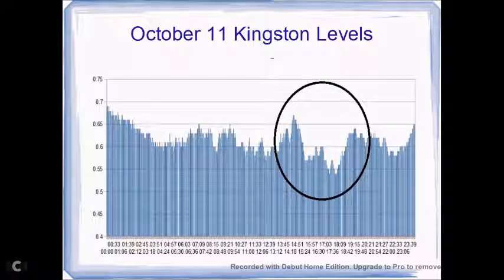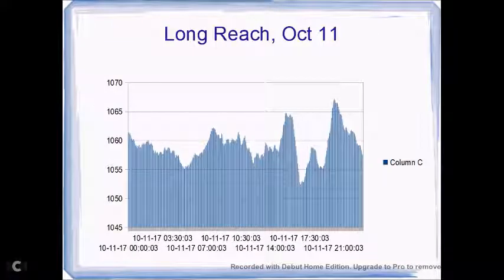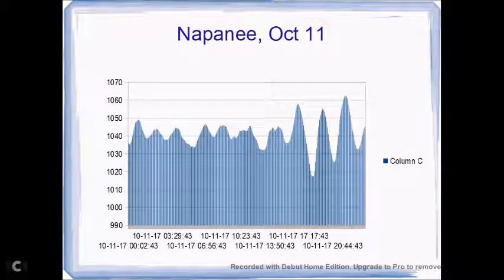A 4-inch W-shaped seiche pattern appears when the wind drops off. The same pattern is clearly seen passing through the long reach. 4 inches increases to 6 inches. Notice the small peak in the middle of the W. A W with a tall central peak is what is seen in Napanee.